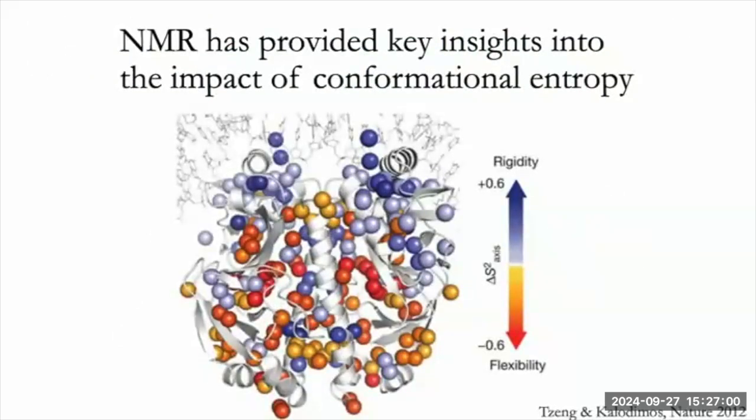As I said, NMR really provided some key insights into the impacts of conformational entropy, looking at how the conformational entropy changes upon some perturbation. This comes from Babis Kalodimos' group back in 2012, in which they looked at a transcription factor binding to DNA. You can see DNA at the top, and they asked, how do the fluctuations of side chains change when bound to DNA? All of these spheres are probes that are put onto methyl groups across the protein. Anything that's blue becomes more rigid upon DNA binding. Anything that's red becomes more flexible. And it was very obvious that there were differences in how the flexibility of the protein changed.